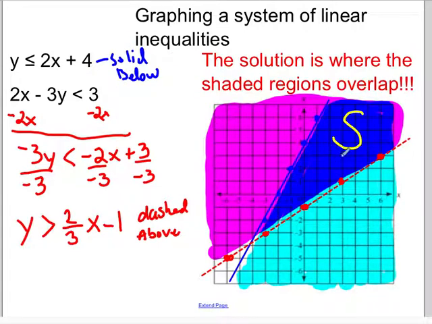And you can take a test point in here, plug it into both your inequalities, and you're going to get a true statement. And so that's how you graph a system of linear inequalities. If there was a third inequality, we would graph it, and then where all three of those regions overlap would be our solution. If our region does not overlap, then there would be no solution. Okay, but since there is a region that overlaps, that represents our solution set to our linear system of inequalities.